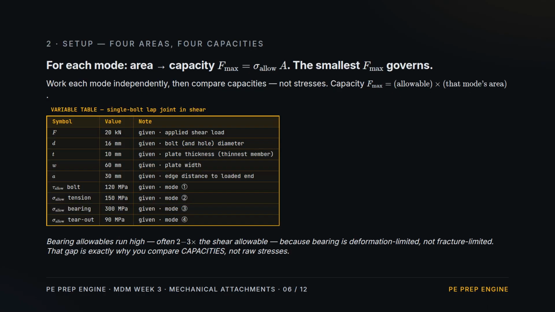Setup. 4 areas, 4 capacities. Work each mode on its own, then compare. A mode's capacity is its allowable stress times its own area, and the smallest capacity governs the joint. The table holds the geometry: load, bolt diameter, plate thickness and width, edge distance, plus the 4 allowable stresses, 1 per mode. Notice the bearing allowable is much higher than the others. That gap is why you must compare capacities, not raw stresses.